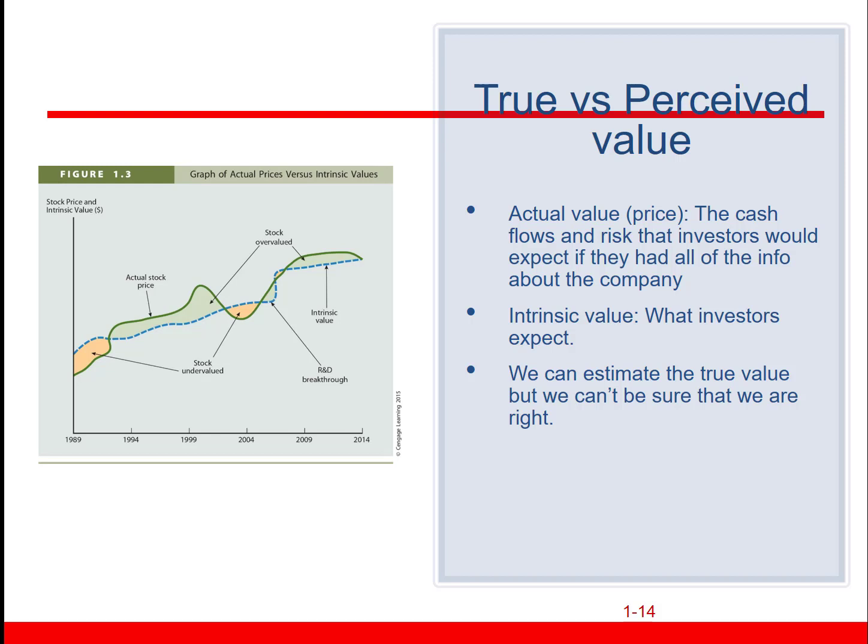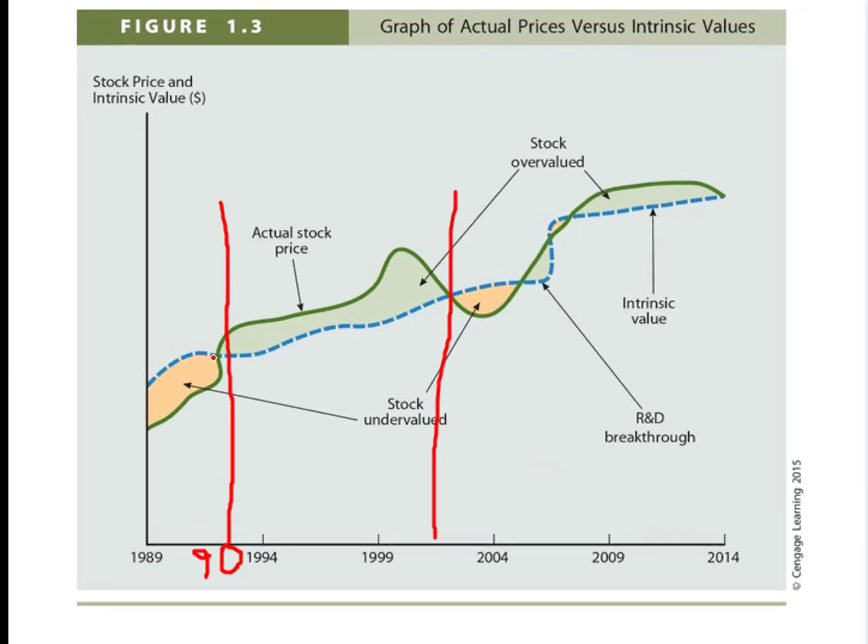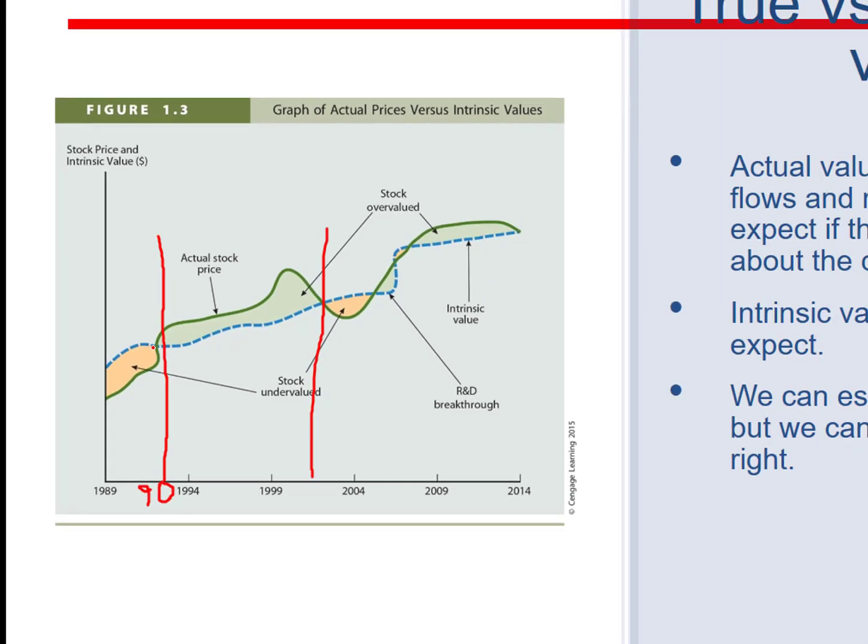If we assume that there is something called intrinsic value, which reflects the fundamentals of the company, for example, if the stock price is lower than the intrinsic value, which is the case here, we assume that the stock is undervalued. Or pay attention here, let's say between 1989 and 1990, the stock price is lower than the dashed line. We assume that the stock is undervalued, meaning just go ahead and buy that stock.